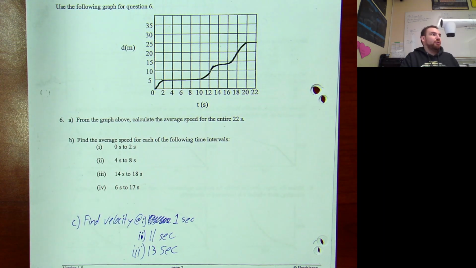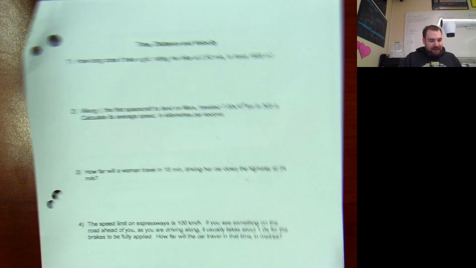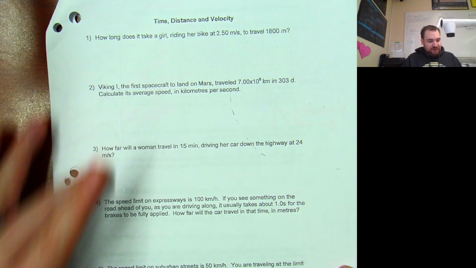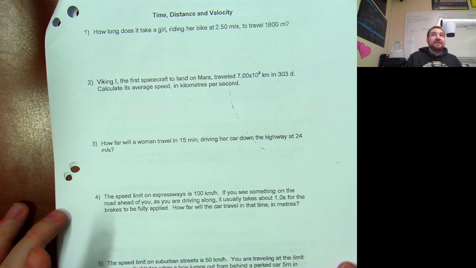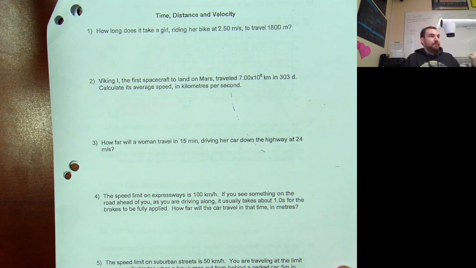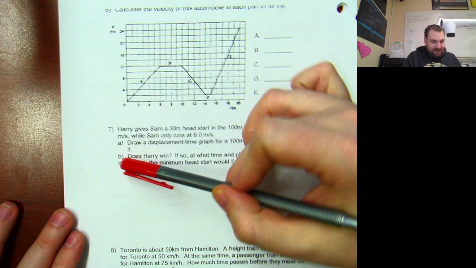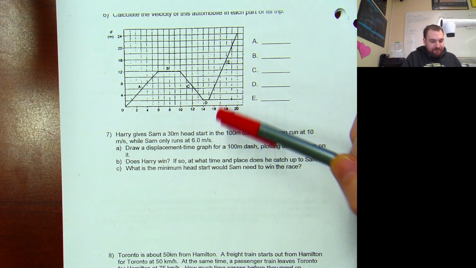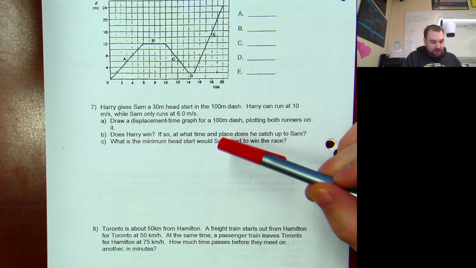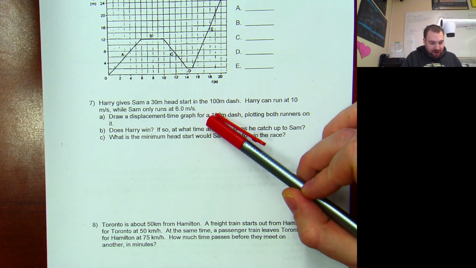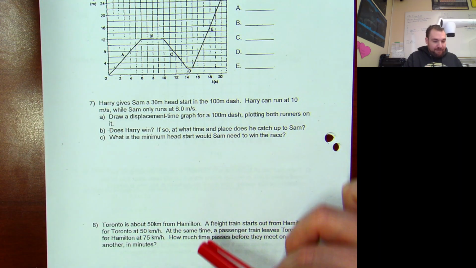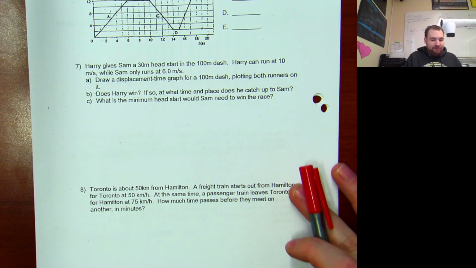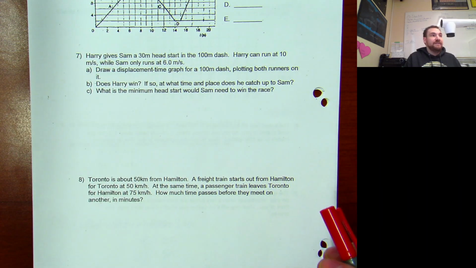If you don't have a clear ruler at home, maybe start with question 6 and then do the other ones. And then I've got some extra practice here. These are all time, distance, velocity questions, so this is practice of the previous lesson that we did. In questions 6, 7, and 8 here, 6 is to calculate the velocity of this automobile on each part of the trip. 7 wants you to draw a displacement time graph. And 8 is just a slightly more difficult version of the DVT stuff.